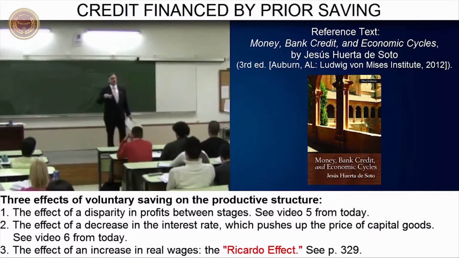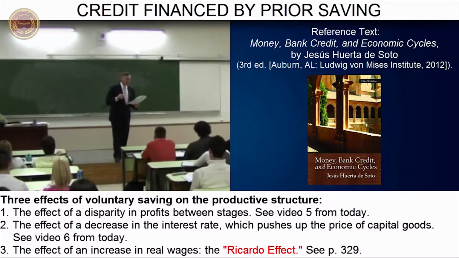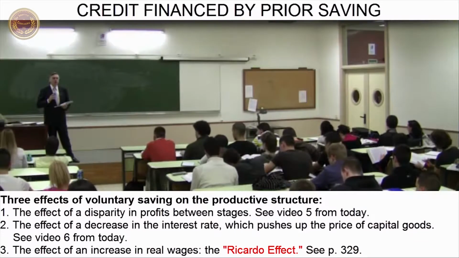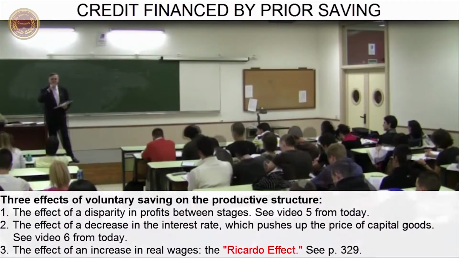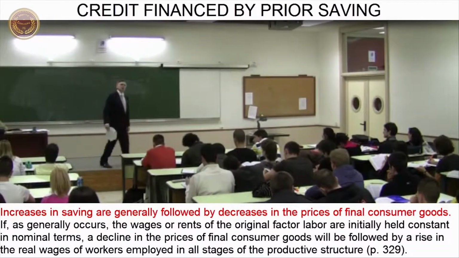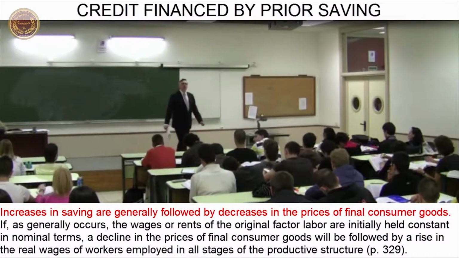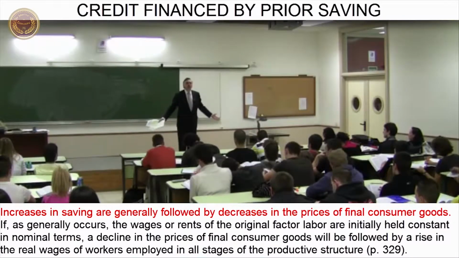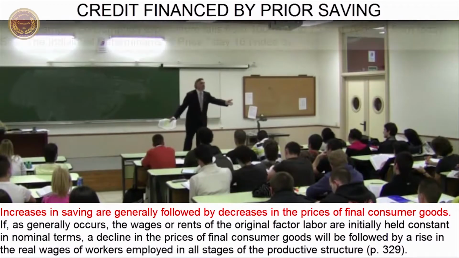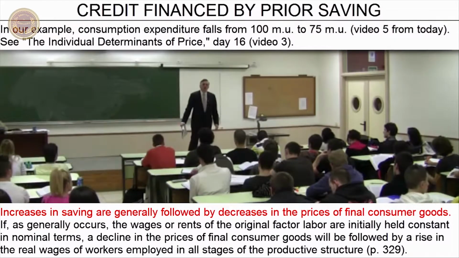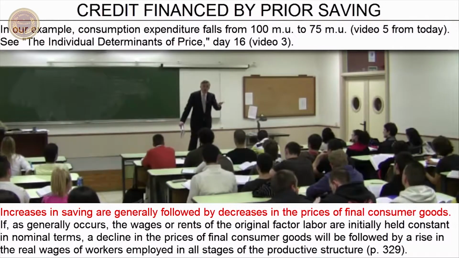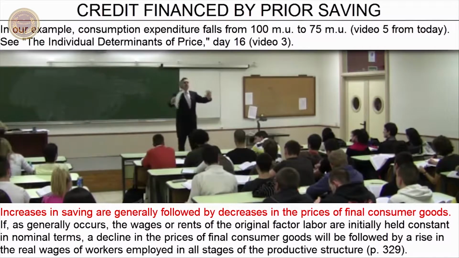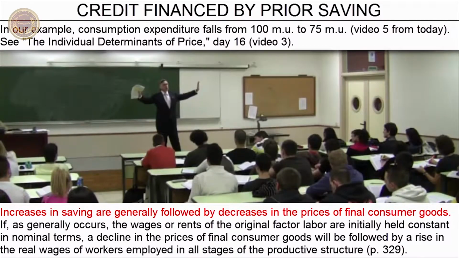Whenever saving increases, a third essential effect, called the Ricardo effect, appears. This is the effect the increase in saving exerts on real wages. What happens if we suddenly decide to save more and therefore to consume less? What happens to the price of consumer goods? Does it tend to rise or to fall? It tends to fall. 1/4 of all consumer goods are left unsold. So the price of consumer goods falls because we demand less consumption, since we have decided to save more.